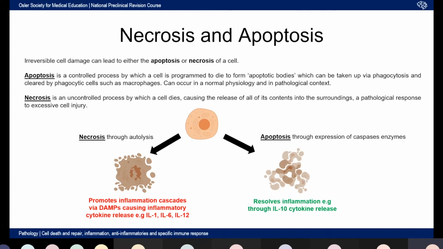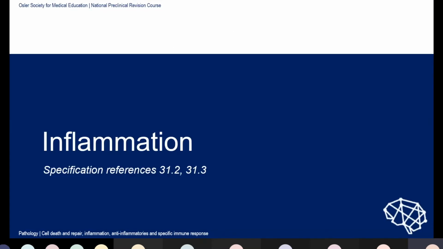It's just a bit of an extra bit of knowledge that you need to know for the exams, because they do ask. So I thought it was worth mentioning. So as we said, one promotes inflammation, one doesn't. So we're going to talk now about inflammation because it's on that topic.